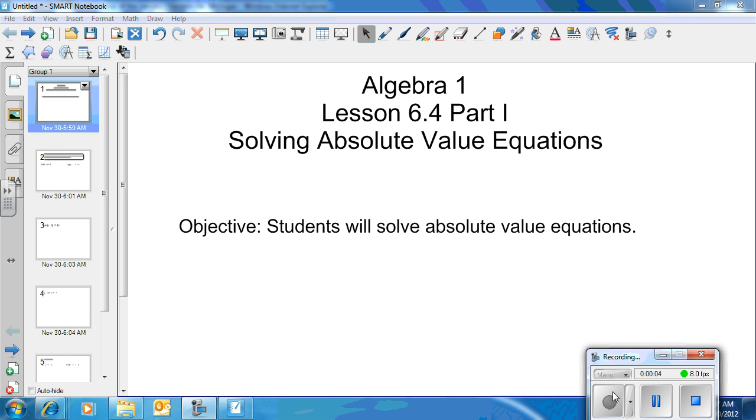Sorry I cannot be here again today, but I feel very confident that solving absolute value equations is something that you're not going to have any problem with. But what we want to do is make sure we remember the definition of absolute value, and then use that idea of what an absolute value is to solve these equations.